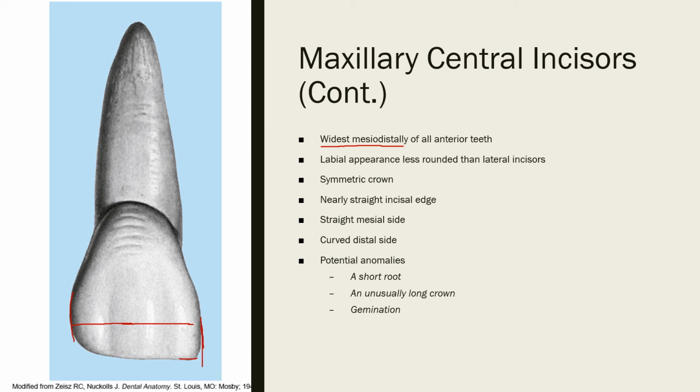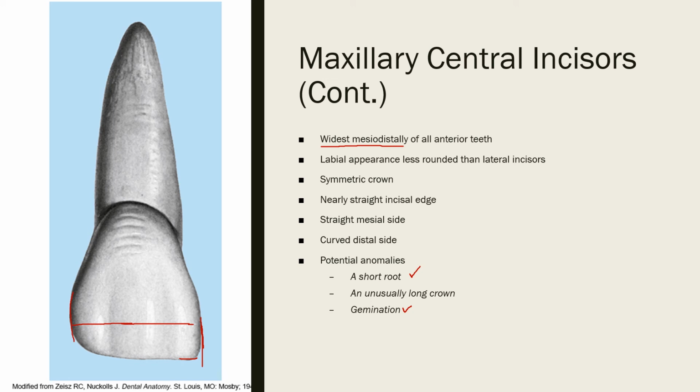Now, potential anomalies for the maxillary central incisor, not very many. We're going to have potentially a short root, an unusually long crown. Sometimes you'll see people with long crowns there, and then gemination. We talked about that previously. So the maxillary central incisors do usually develop normally, okay?